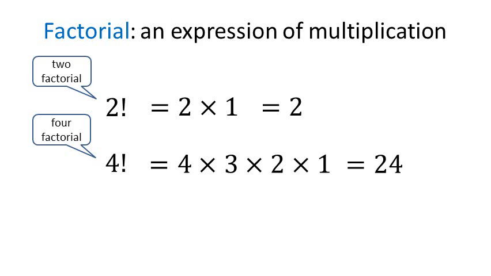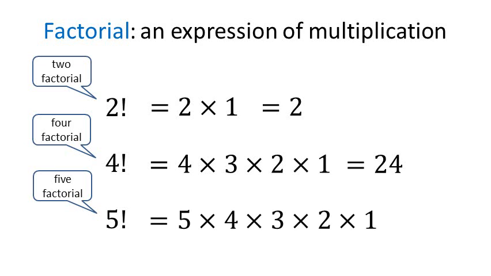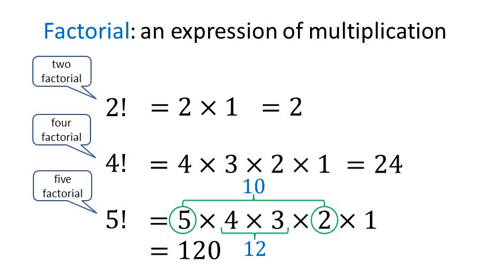Next example is 5 factorial. This means 5 times up to 1. So it is equal to 5 times 4 times 3 times 2 times 1. Since this is all multiplication, we can multiply 5 by 2, which is 10. 4 times 3 is 12. Times by 1 is just the same. So the answer is 120.